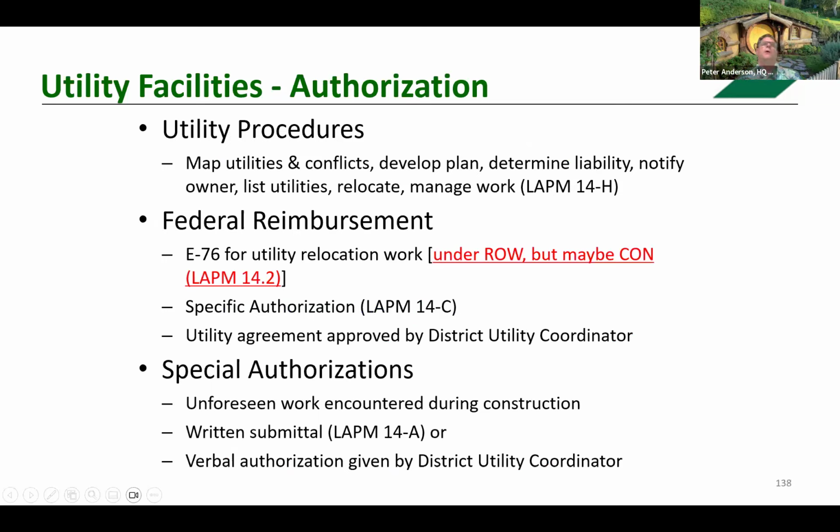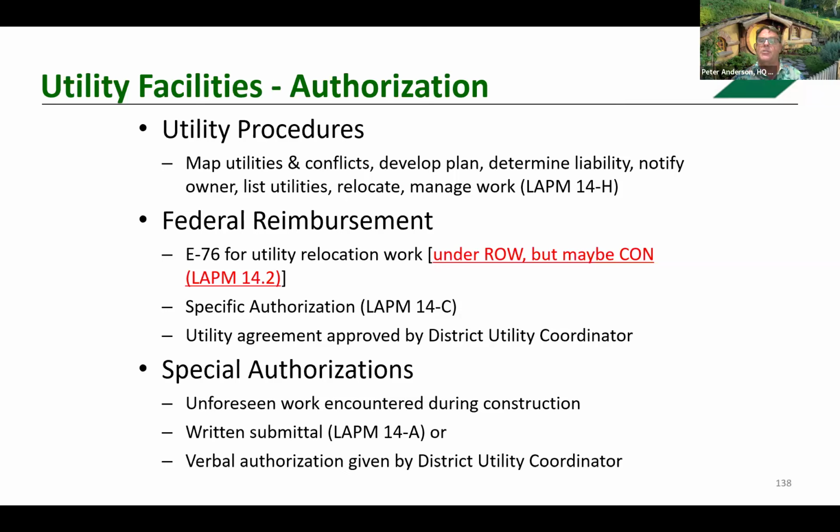So when you go through the utility process, it starts with mapping of utilities, identifying conflicts, and developing a plan for relocating. If the local agency is liable, then an authorization for utility relocation will be required unless the relocation will occur during the construction phase. The specific authorization, this is another one of our forms, is the LAPM 14C.